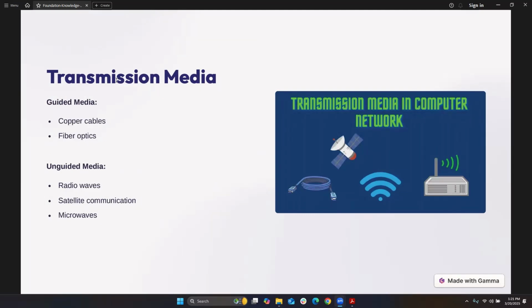And if we talk about unguided media, which is used in wireless communication, unguided media transmits data without physical cables using electromagnetic waves. While this offers more flexibility, it can be affected by interference or signal loss. Examples include radio waves, which are used in Wi-Fi and FM radio broadcasting, satellite communication, and microwaves in mobiles.